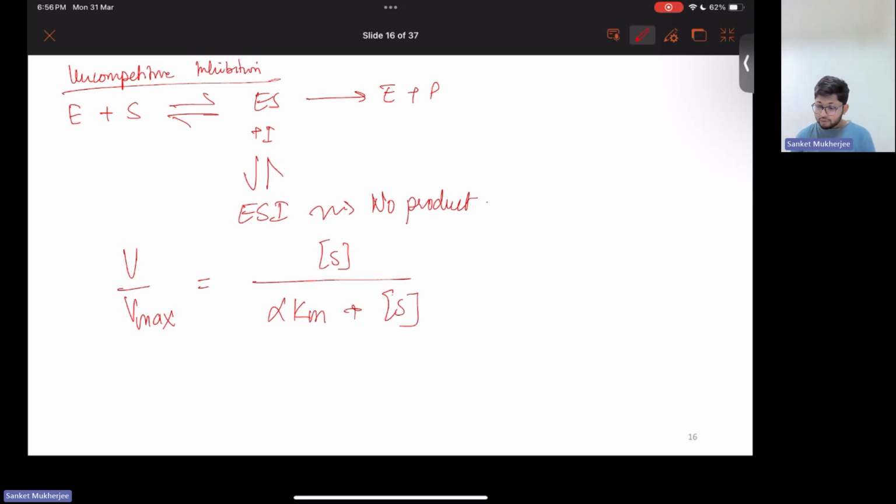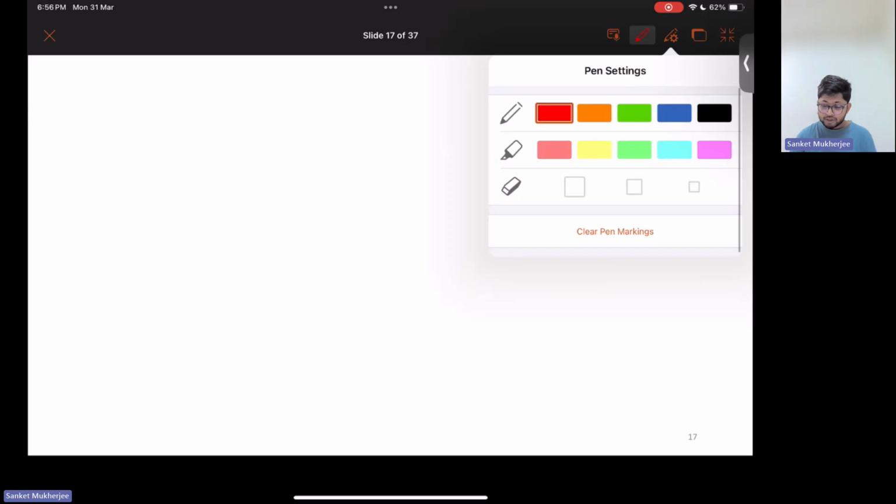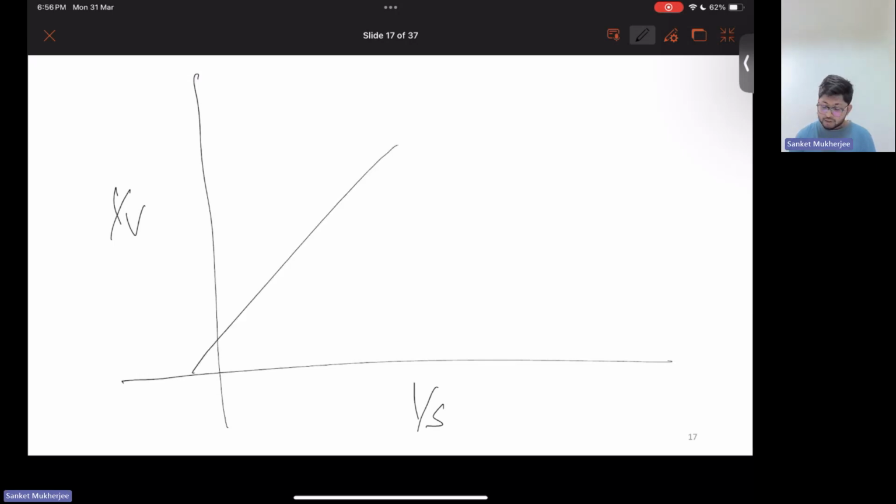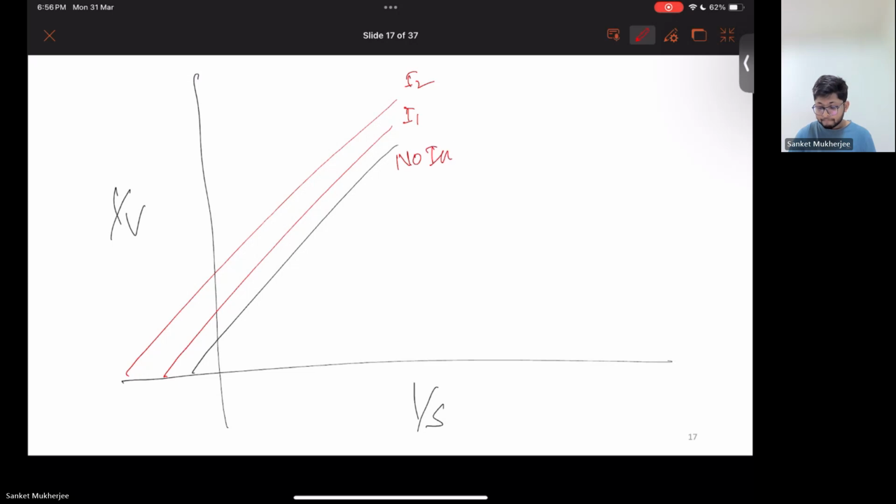So if you look at the Lineweaver-Burk plot for this, it will look something like this. 1 by V, 1 by S. If there is no inhibition, this is no inhibition. If there are inhibitors present, they will be parallel lines. The slope is Km by Vmax, right? Now let's solve the questions.